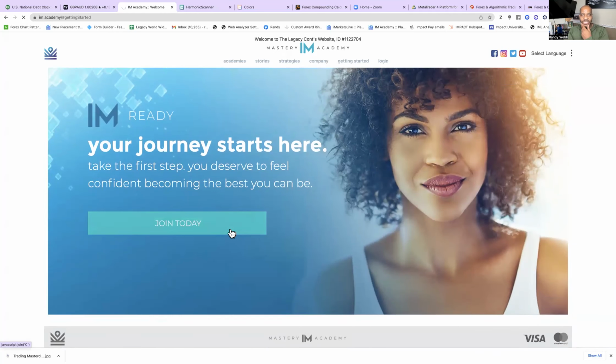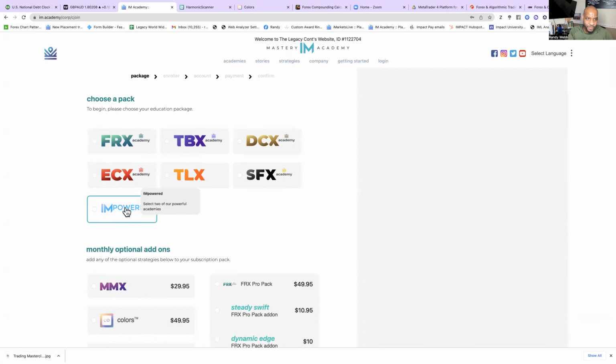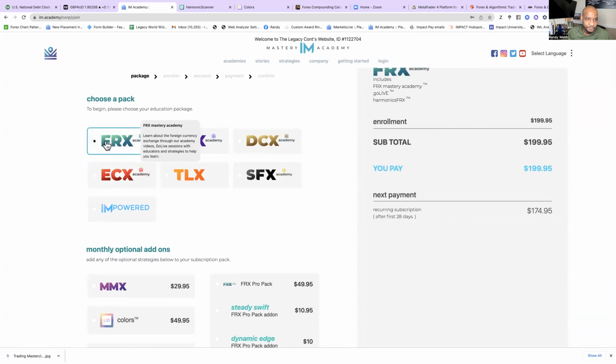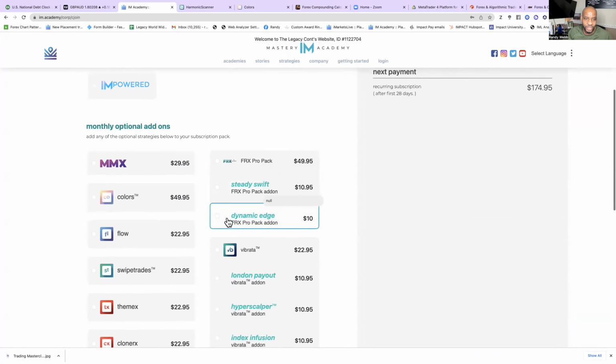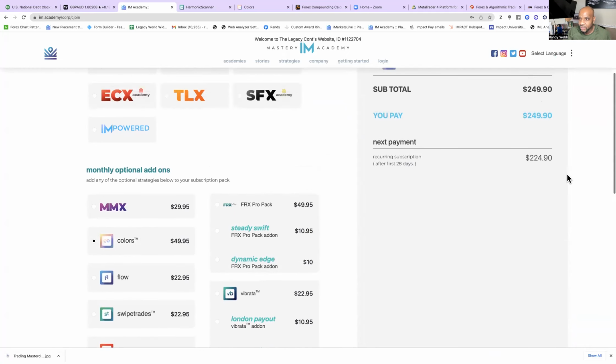Okay, so you're going to get their link. It's going to lead you direct to a page like this. If you don't do the I Am Powered pack, you can choose any one of the academies. Like I said, today we talked about Forex. So you're going to choose the Forex pack here, and then the strategy colors. Of course, you want to get colors. You choose colors. Boom, and so it's $249 to get started, $224 a month. Let us show you how to get in this market and get that back, of course.